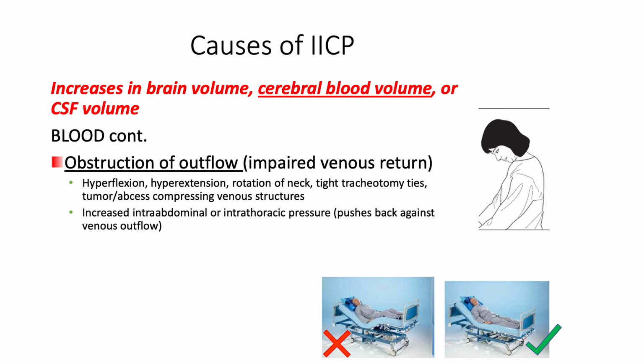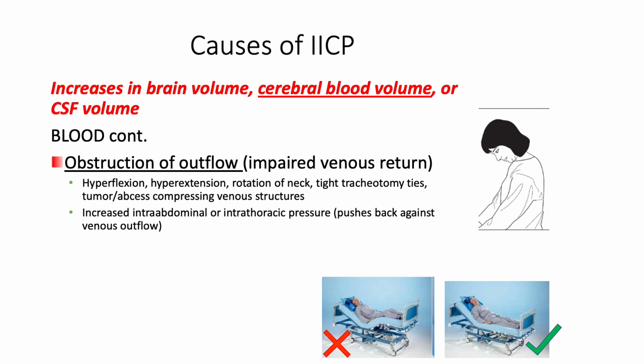Still thinking about how blood can increase intracranial pressure, we've talked about how increased blood flow to the brain can increase intracranial pressure. But what if the problem isn't too much blood getting to the brain, but not enough blood leaving the brain? An obstruction of blood outflow can also cause increased intracranial pressure. When the neck is flexed or hyperextended or tipped to the side, this places pressure on those cerebral veins, not allowing for sufficient outflow. Even rotating the neck to the side or tracheostomy ties that are too tight could impair the outflow of blood. Additionally, tumors or abscesses could impede this outflow.